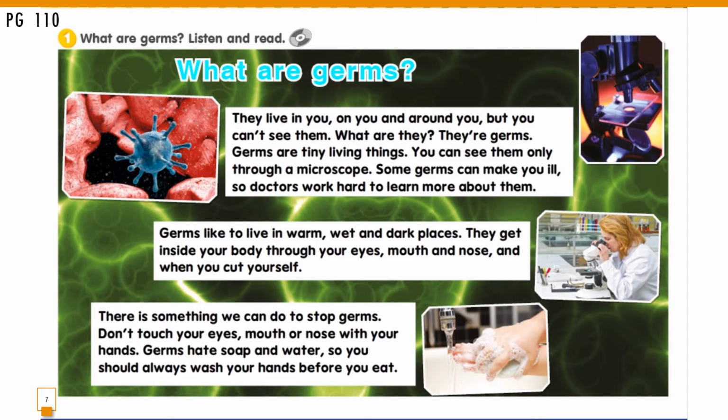Do you know what the meaning of warm is? Warm means hot. Wet means they have water. And dark places means there's no light, there's no sunlight. So they like inside your body, inside a human or animal's body very much. Why? Because in our body, it is warm, it is wet, and it is dark. There's no sunlight in our body. There's no light in your body, okay? So they get inside your body through your eyes, your mouth, and your nose, and when you cut yourself.